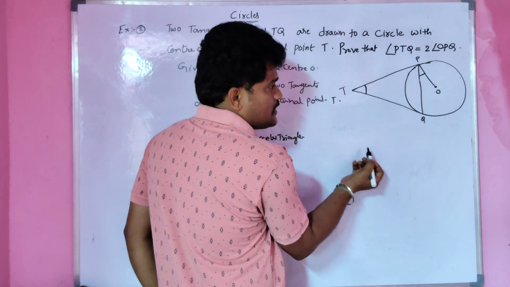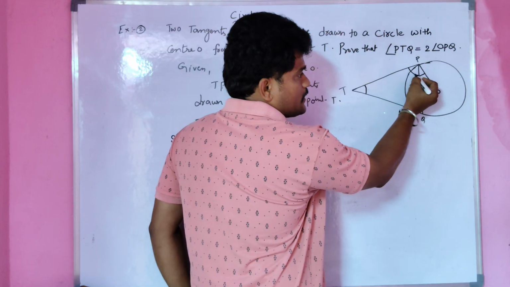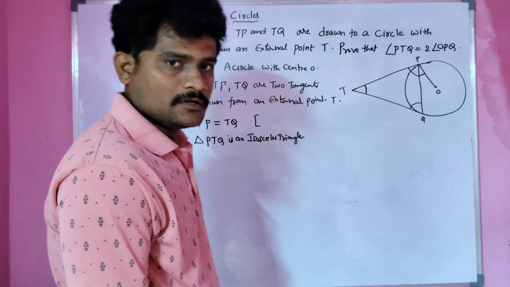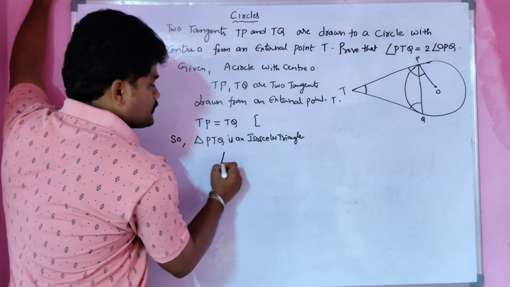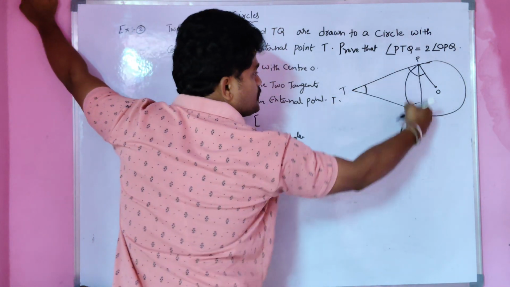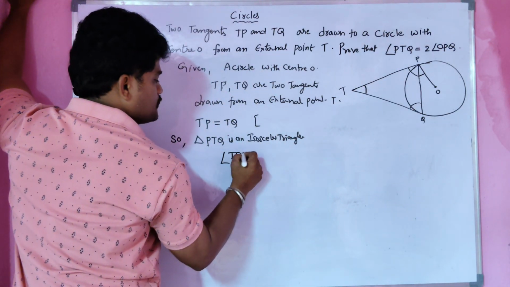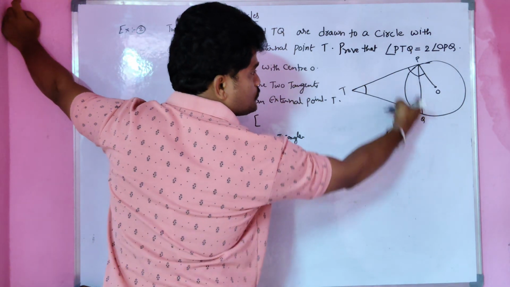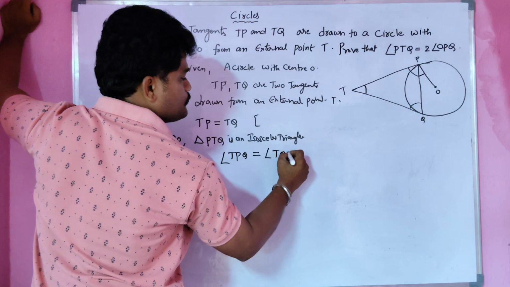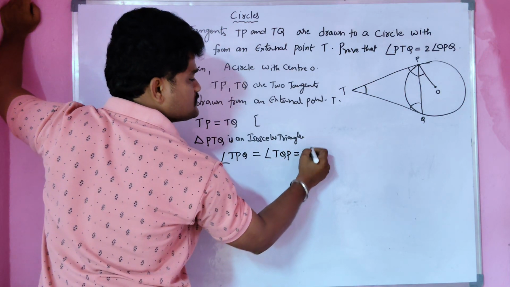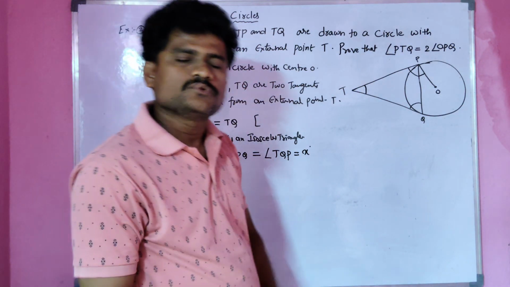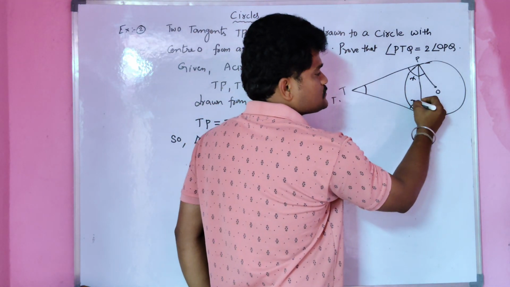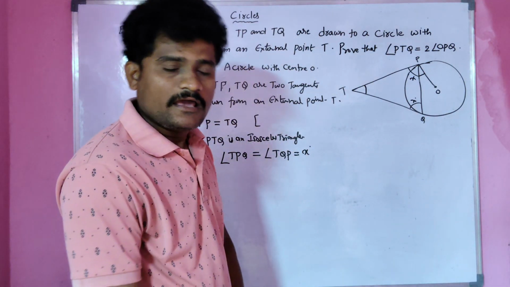So what are the opposite angles? This is one angle and this is another angle. These two angles are also equal. Angle TPQ is equal to angle TQP. I'll consider this as x degrees and this is also x degrees. Both angles are the same, no? Both I consider as x degrees.